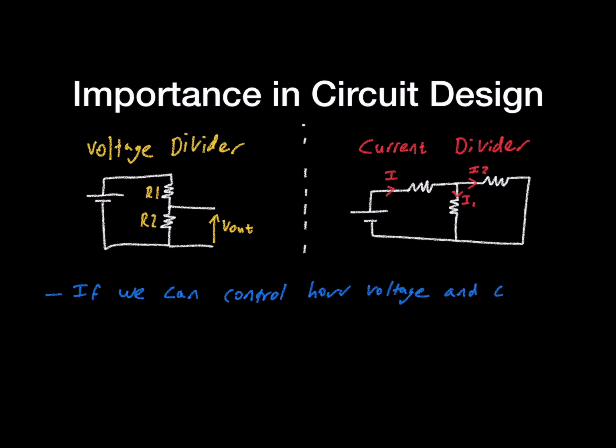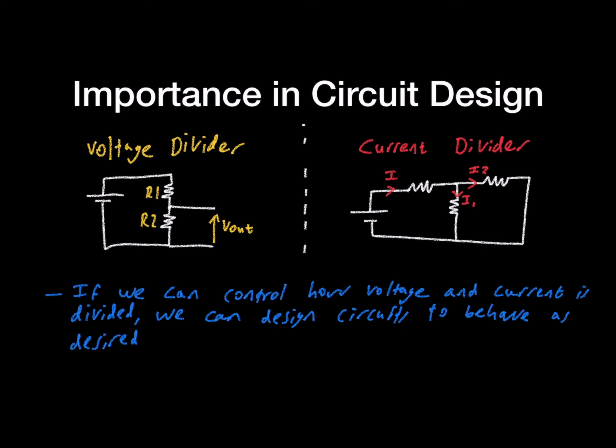For example, say you wanted a dimmer switch. Changing the ratios of R1 and R2 will make the voltage out bigger or smaller, so the light gets brighter and dimmer. This is an application of a voltage divider. There are many more applications to consider, but first we need to understand these rules.